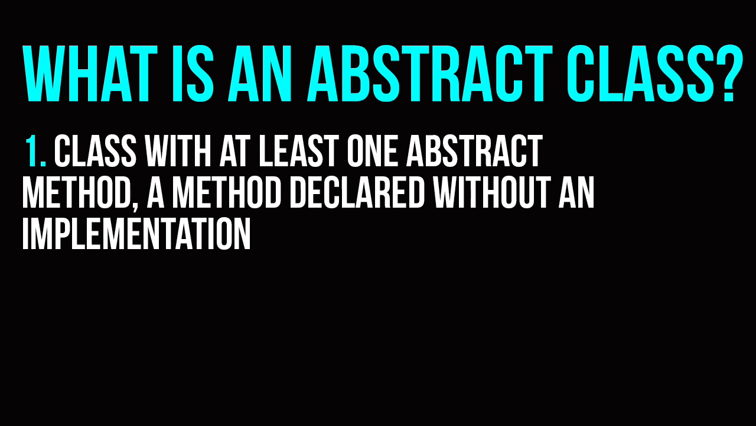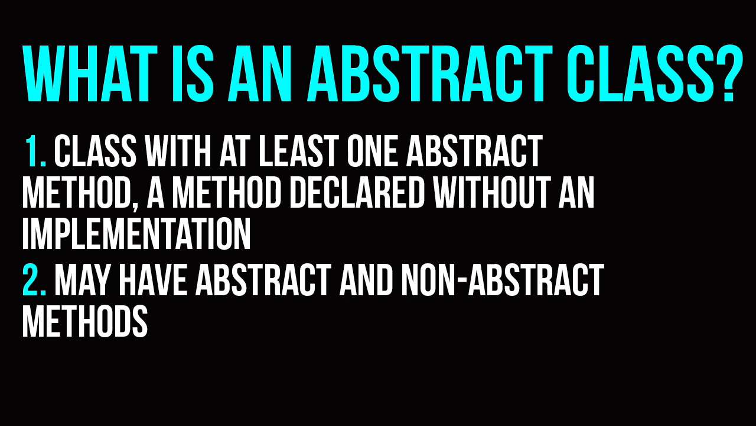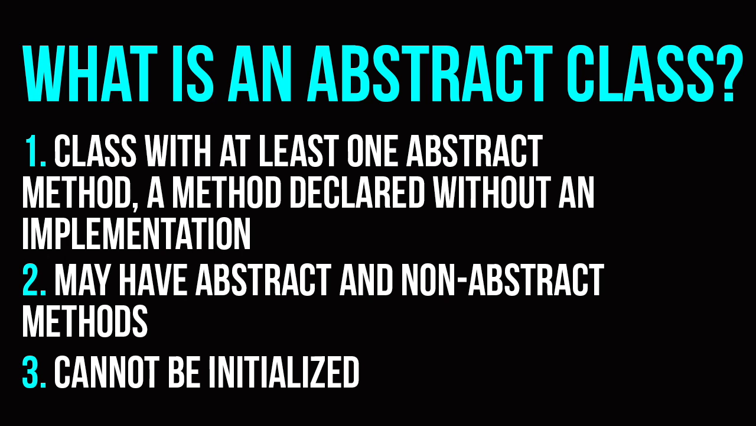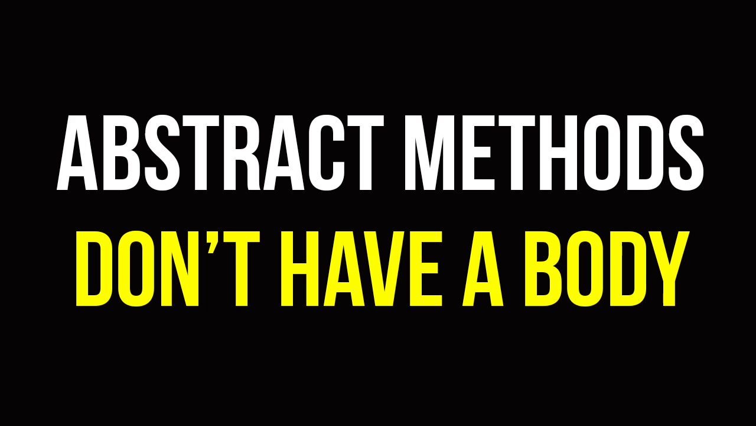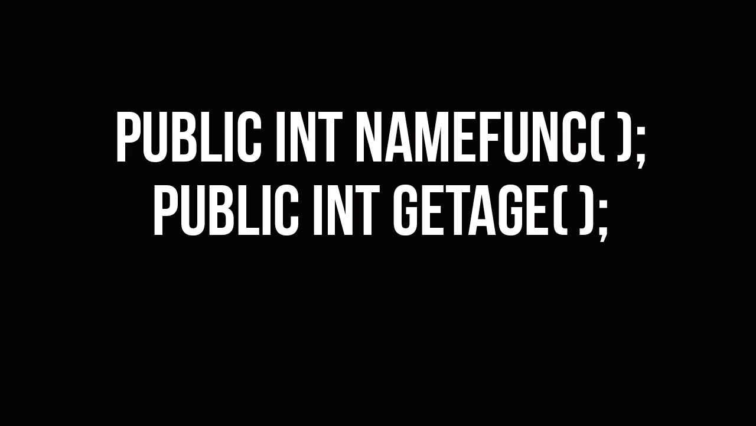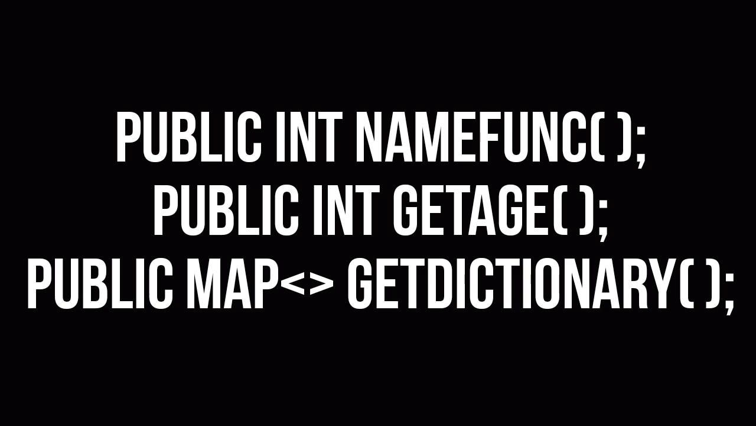Abstract classes first. Abstract classes in Java are classes with abstract methods, which are methods that are declared without an implementation. Abstract classes may have abstract and non-abstract methods, but they cannot be initialized straight from that class, because some of the methods obviously aren't implemented. Abstract methods don't have a body, and by implemented we mean they don't have code inside them. So it just says, public getAge or public getDictionary, and then it has a semicolon after and doesn't have the open and closed curly brackets that you usually do in a method. It just says, this is a method I'm going to have, but I'm not going to do anything with it yet.